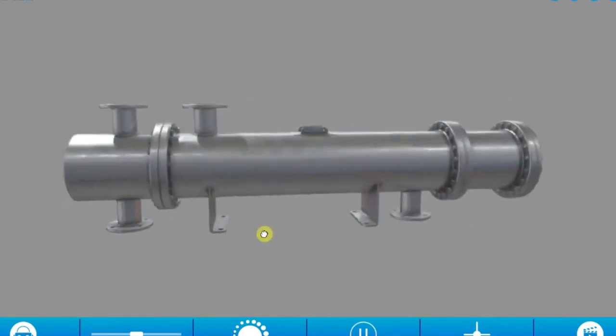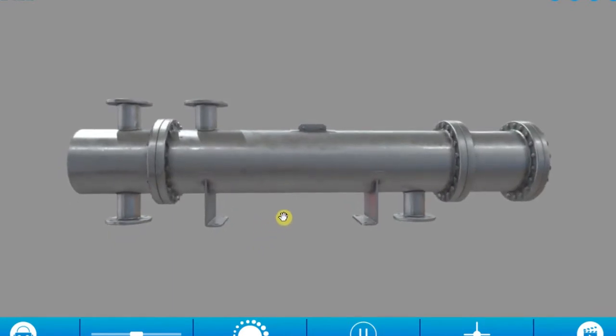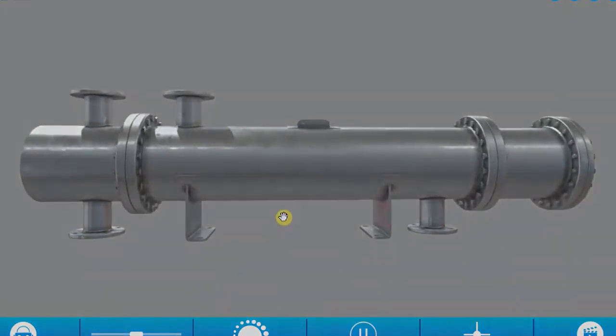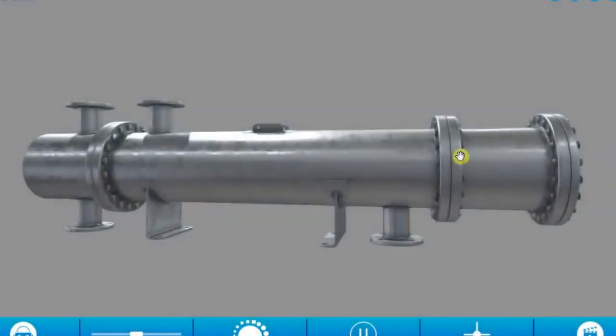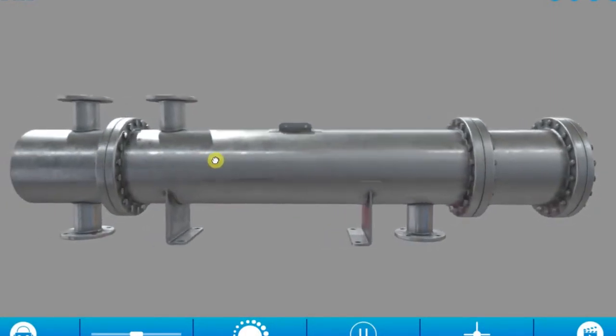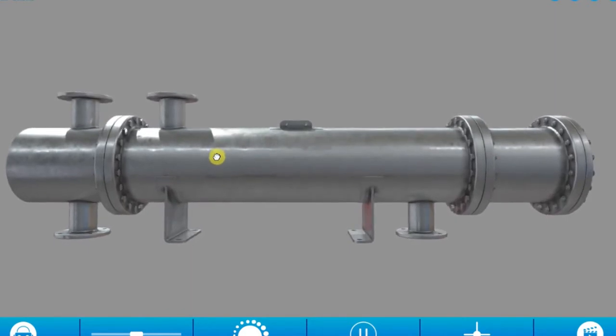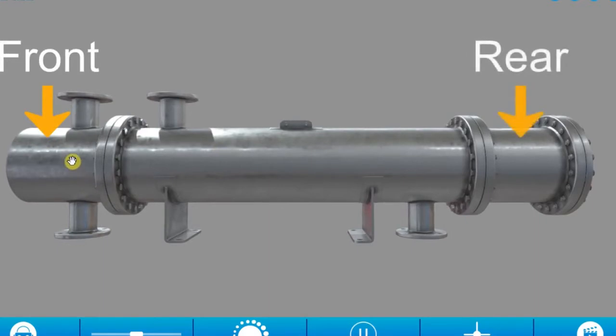So let's start by looking at the outside of the heat exchanger. We've got the shell. It's a pressure vessel, which means it's going to be pressurized to match the fluid or the system pressure that's flowing through it, or specifically flowing through the shell. Sometimes people refer to the shell also as the housing. We've also got a front and a rear of the heat exchanger.